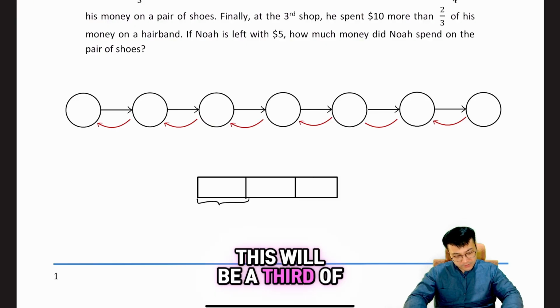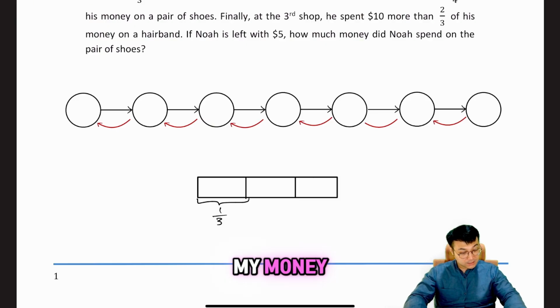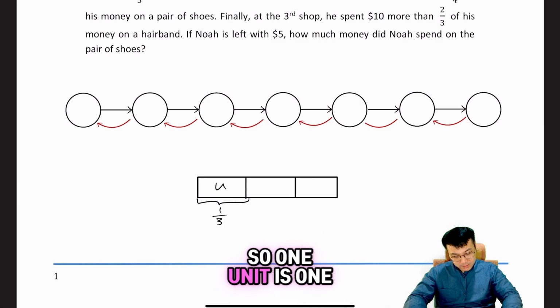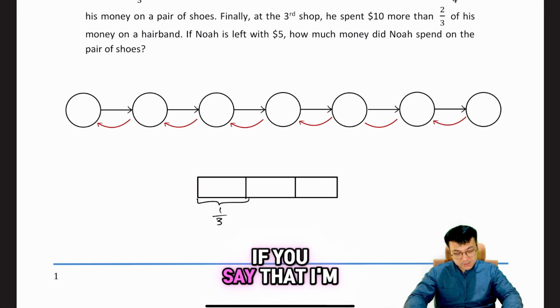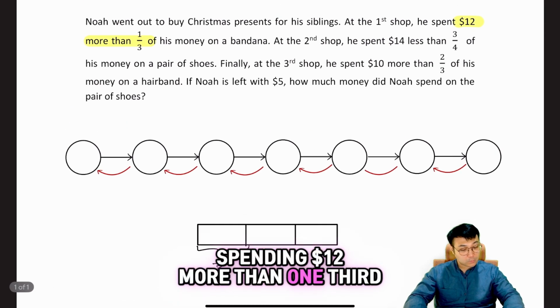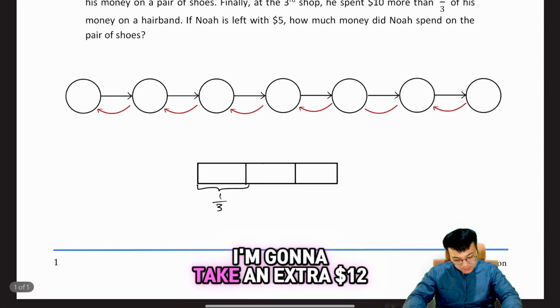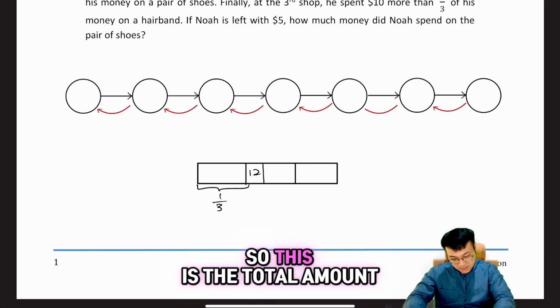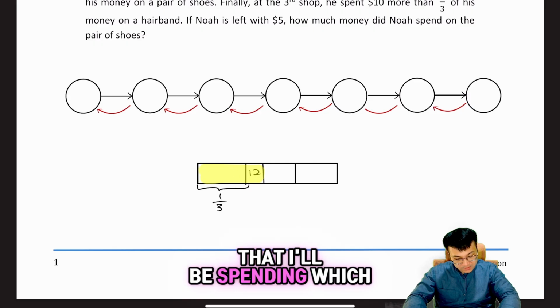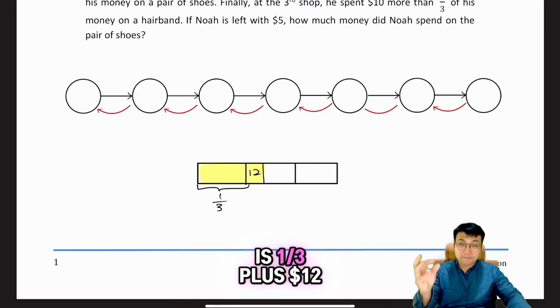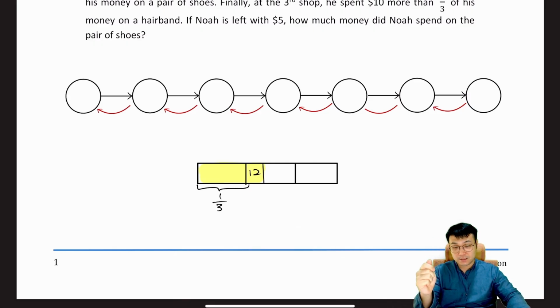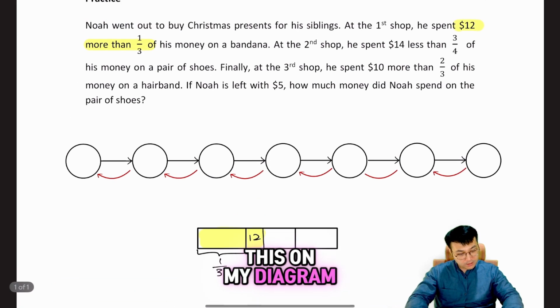This will be 1/3 of my money. So 1 unit is 1/3, right? If you say that I'm spending $12 more than 1/3, I'm going to take an extra $12. So this is the total amount of money that I'll be spending, which is 1/3 plus $12. So how do I represent this on my diagram?